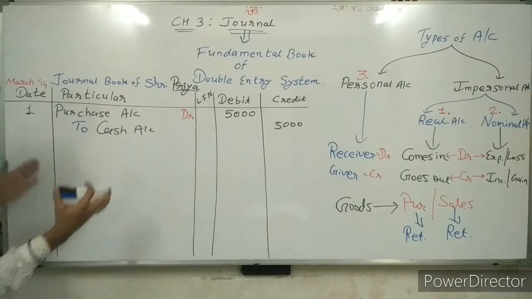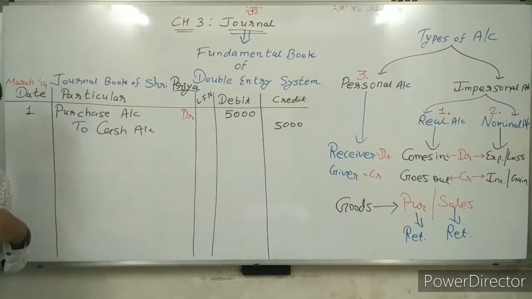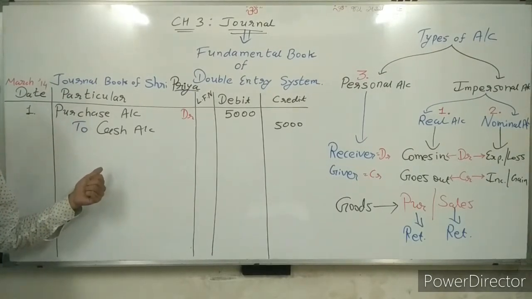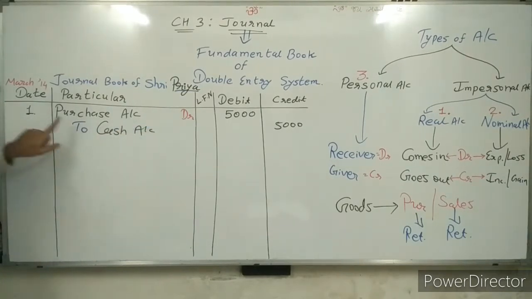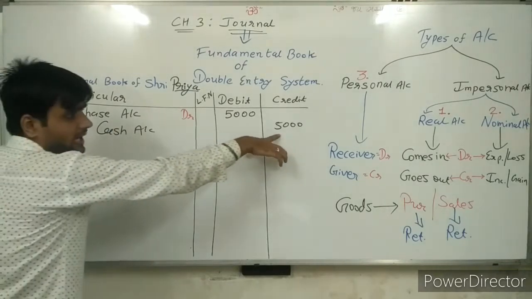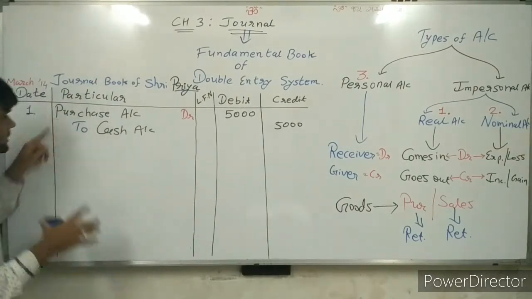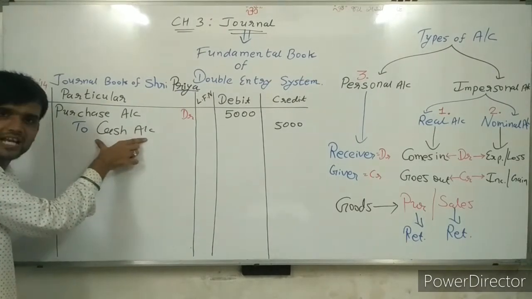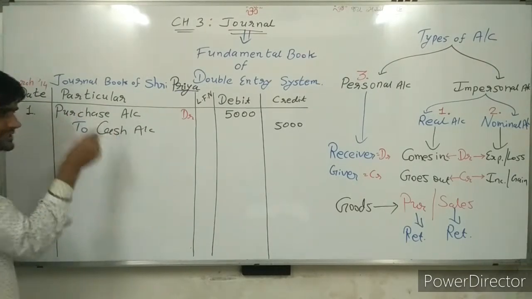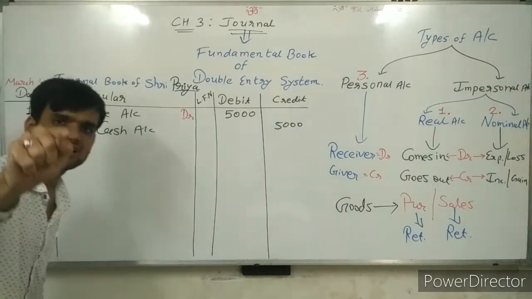Now this is the way we have to write the journal entry. If we are writing the debit amount and debit account, it starts from the beginning of the column. And if we are writing the credit side item and credit side amount, then leave some space, then write the account. So this is the way in which we can write the account.